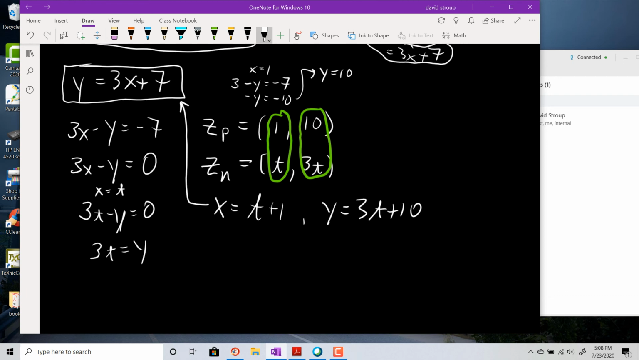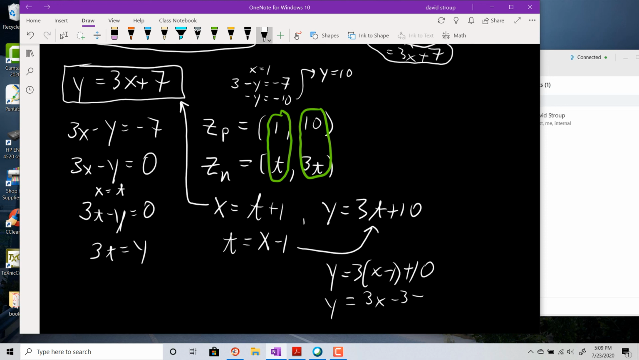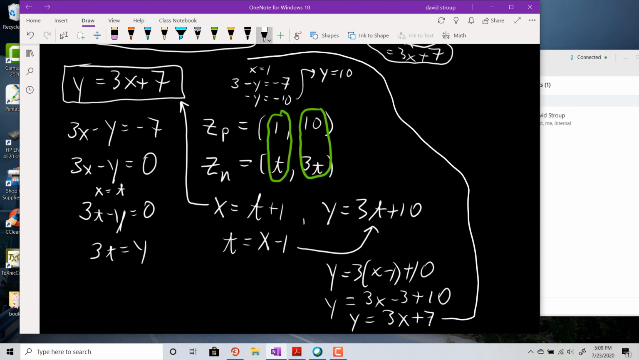So what do you get? t equals x minus 1 there. And then we could just substitute that into this expression for y. And you get y equals 3 times x minus 1 plus 10. And then we could simplify that, right? So y is 3x minus 3 plus 10. And then y is 3x plus 7. And lo and behold, we have gone full circle. Okay, that's all I wanted to show.